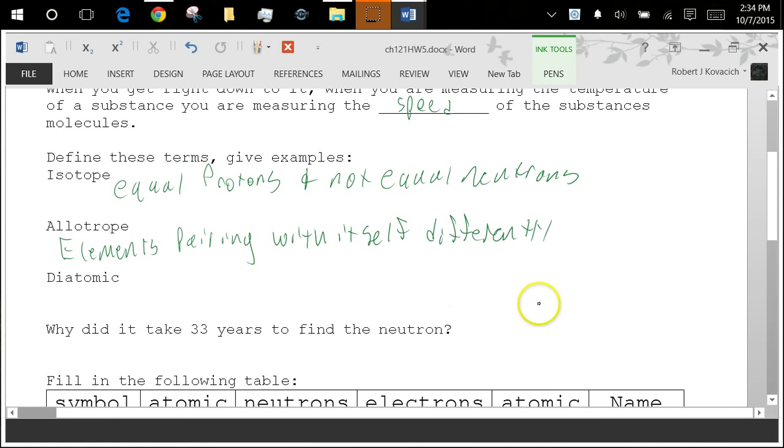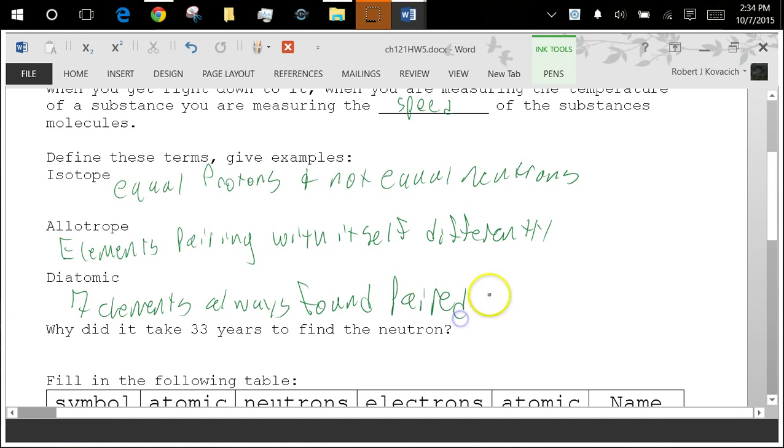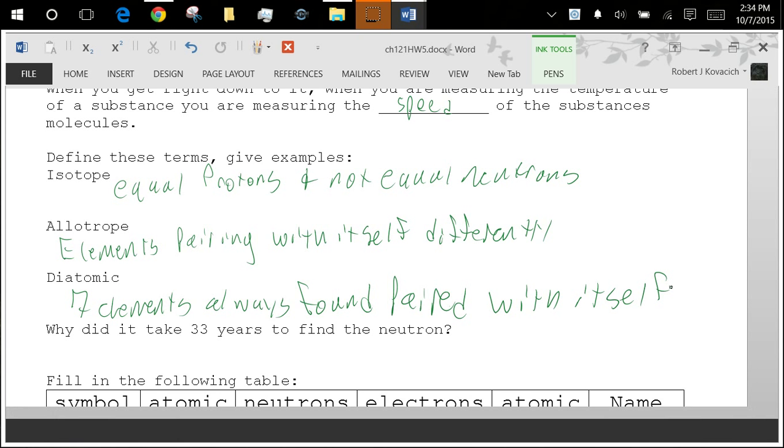And the diatomics? It's an element paired with itself. It's always found paired with itself. This only applies to its elemental form, meaning you could have a single oxygen in a compound. It doesn't have to be O2 all the time. Water is H2O. We're talking about these 7 elements when they're found by themselves, just in their elemental form, they're always found paired up.